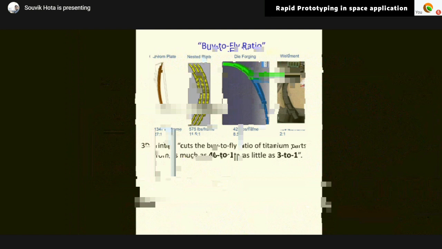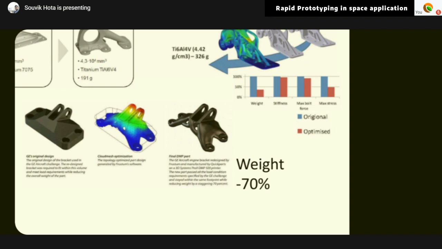If we consider this graph, you can see we have some parameters in the x direction: weight, stiffness, maximum bolt force and maximum stress. We can see how in the original or conventional machining process, the weight is reduced by around 60 or 70%. So it will be around 40% or 30% weight for the optimized rapid prototyped parts. The stiffness does not vary that much; the stiffness remains the same. The maximum bolt force is reduced by just 10%. And you can see the maximum stress, because stress is nothing but the internal resistance to the external force applied.